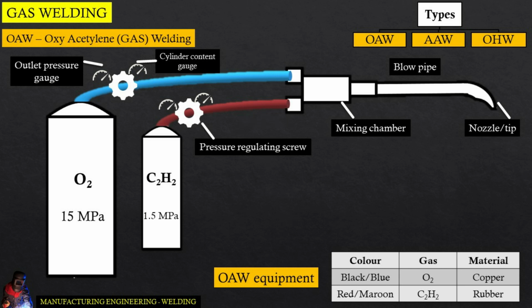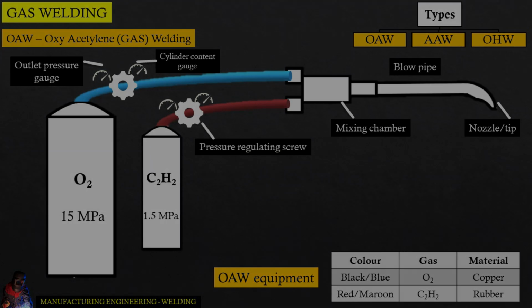Since there are both cylinders and hoses, and various numbers of cylinders placed in a plant or workplace, there are chances of cross connection which may lead to a severe accident. And hence, to avoid this, different color codes are used in the respective hoses. Black or blue color is for oxygen gas and the material used is copper. Red or maroon color is for acetylene gas and the material used here is rubber.